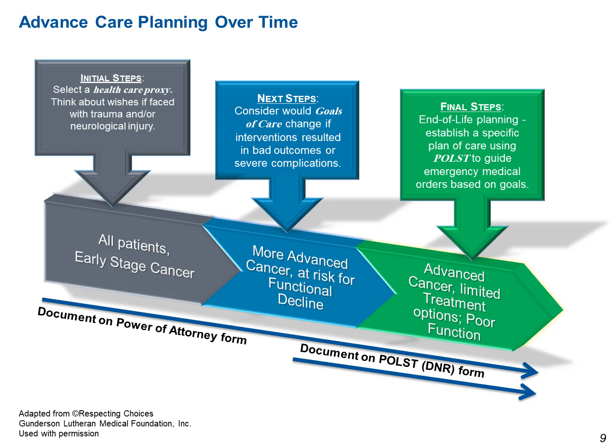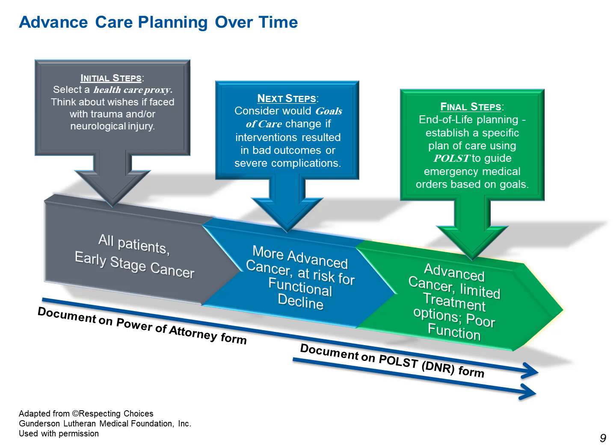If we look at this advanced care planning process over time, it seems to start from initial steps where we select a healthcare proxy, think about their wishes if faced with trauma or neurological injury, and this applies to all patients with early stage cancer. And the document on power of attorney form, preparation, and execution can start right there.